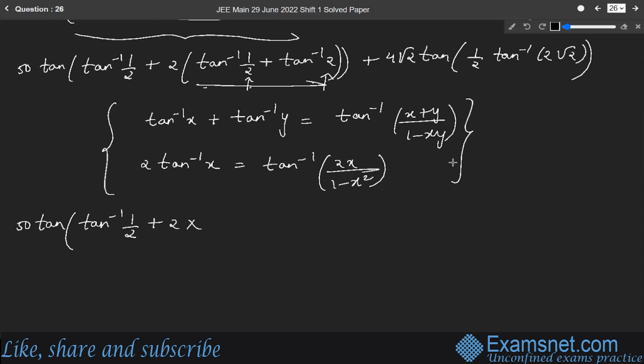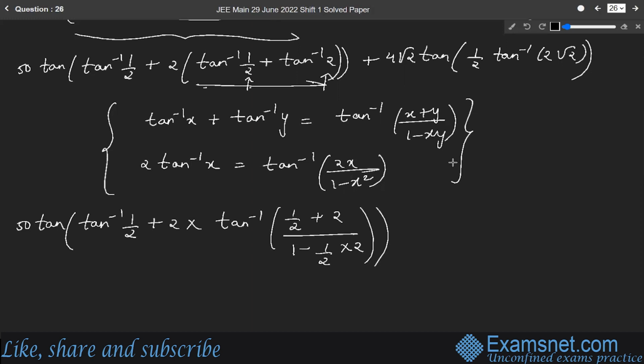Remember that x is equal to 1 by 2 and y is equal to 2. So what is the formula? The formula is tan inverse of (x plus y) divided by (1 minus xy). What is x? 1 by 2. Plus y, the value of y is 2, divided by 1 minus x into y. What is x? 1 by 2 into y. Y is 2. All right.